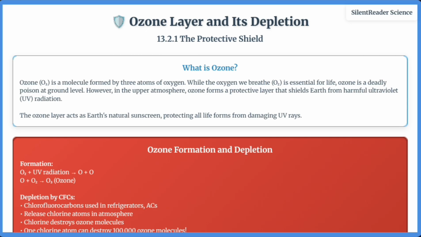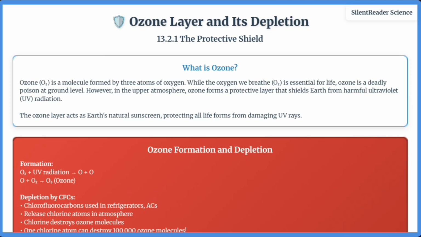Now let's discuss one of the most critical environmental issues, the ozone layer and its depletion. Ozone, chemical formula O3, is a molecule formed by 3 atoms of oxygen. While the oxygen we breathe, O2, is essential for all aerobic life, ozone is actually a deadly poison at ground level. However, in the upper atmosphere, between 10 to 50 kilometers above the Earth's surface, ozone forms a protective layer that shields the Earth from harmful ultraviolet radiation from the sun.